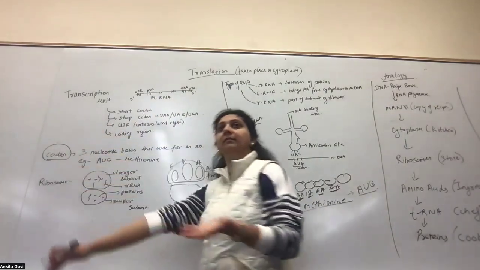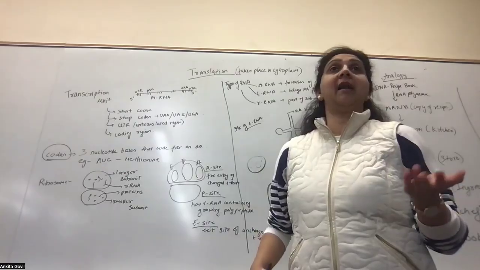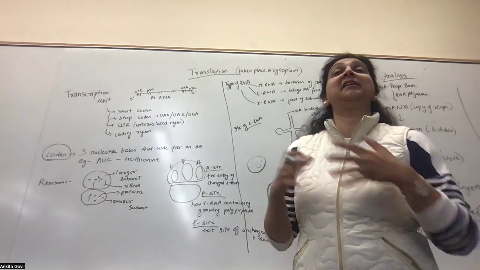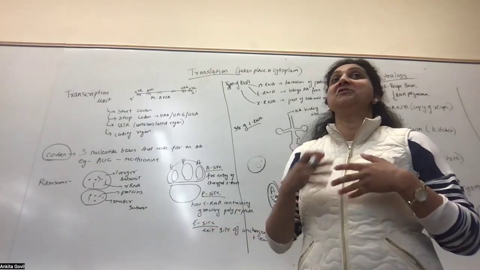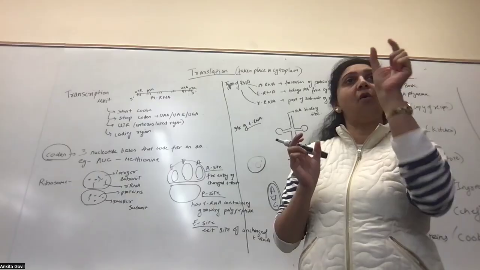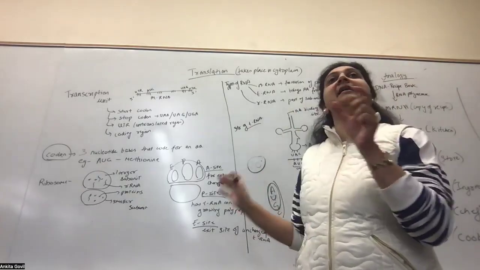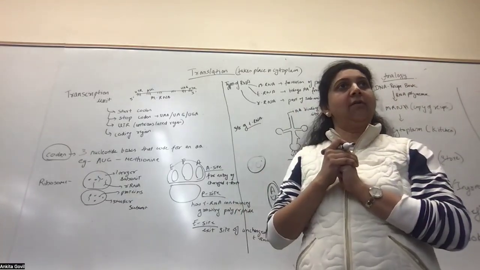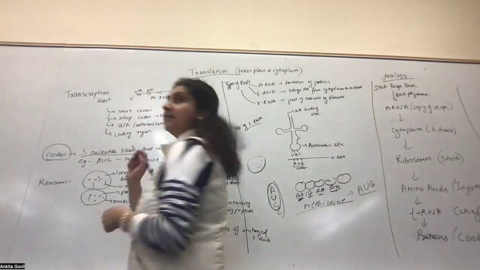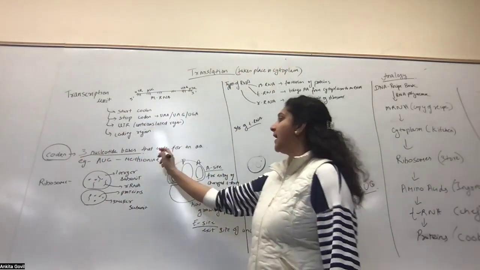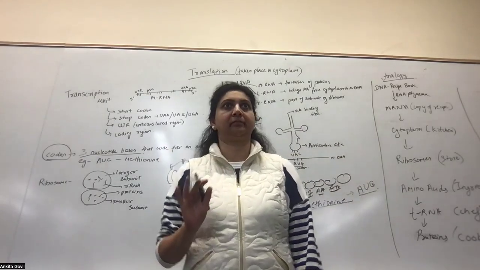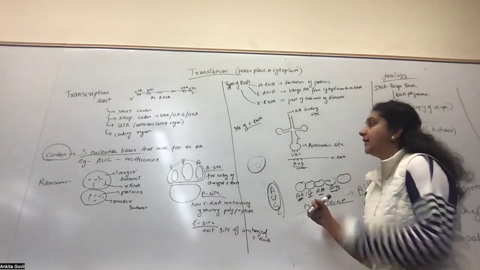It's a code. Everything has its own code language. Sometimes parents want to talk to each other so that the kids don't understand what they're talking about, so they use a code language. So this is a code which only the amino acid can understand. All right. So it is basically three nucleotide bases that code for one amino acid. All right. Good.